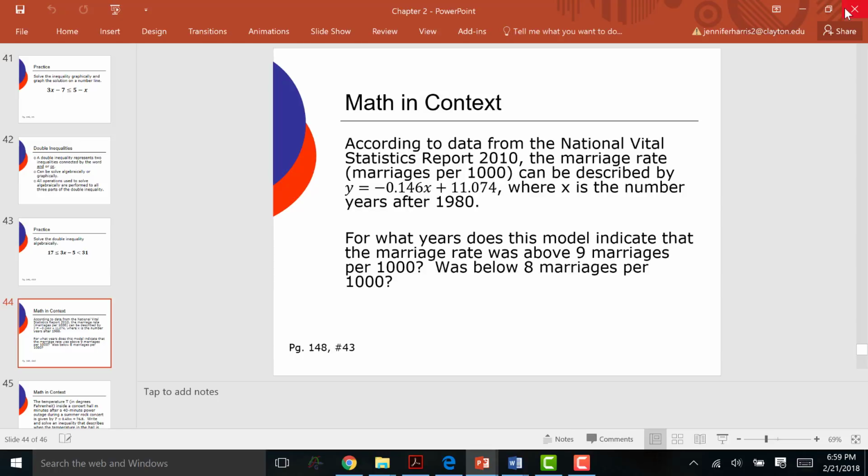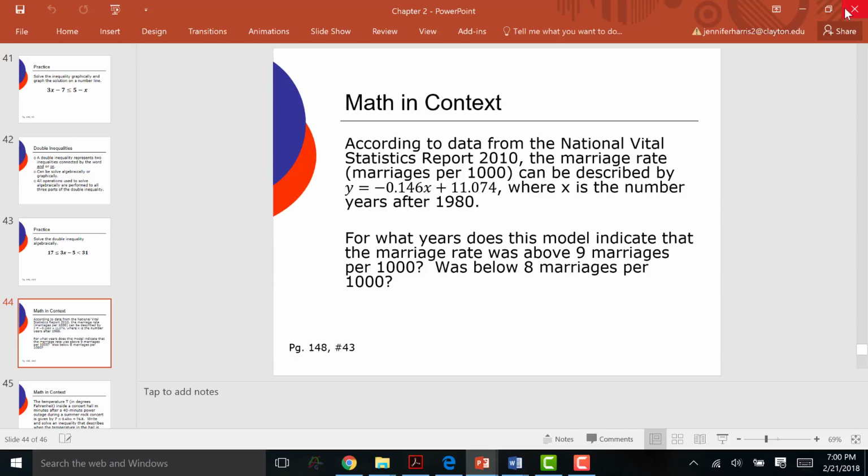Of course we did. According to the data from the National Vital Statistics Report in 2010, the marriage rate per 1,000 can be described as Y. And it says the equation is Y equals negative 0.146x plus 11.074, where X is the number of years after 1980. So let's work on that one for example.